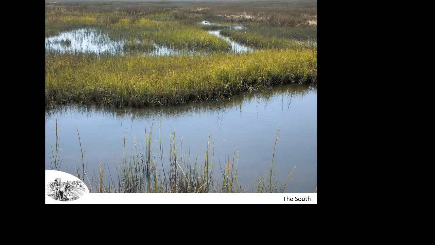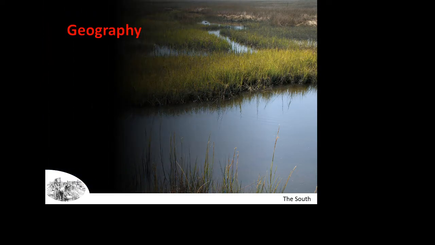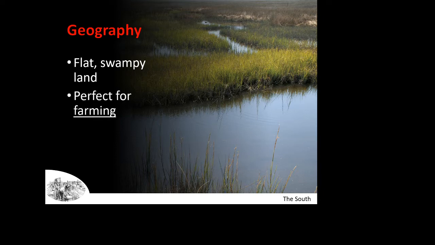Okay, so like the North, the first category we're going to be talking about today for the South is geography. Southern geography: most of the South had this flat, swampy land, and this type of land made it perfect for farming.